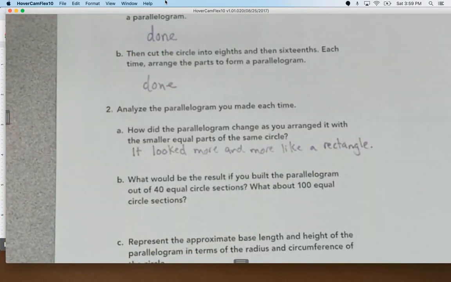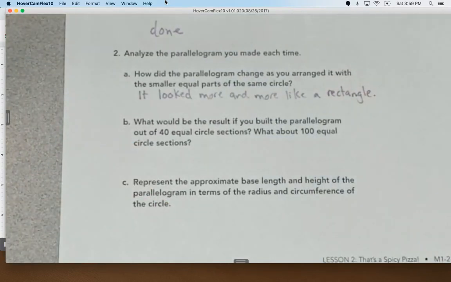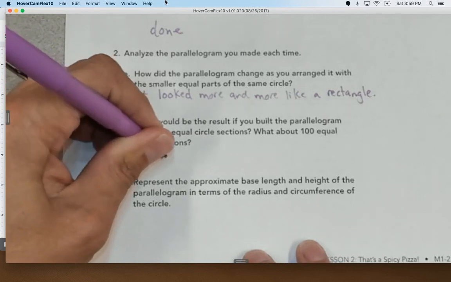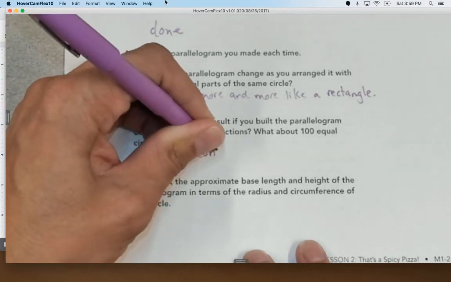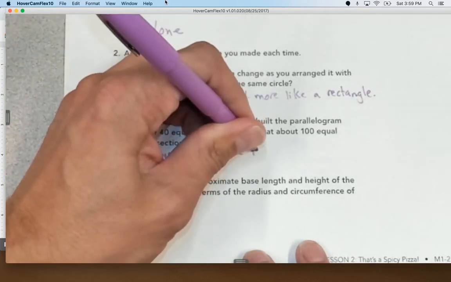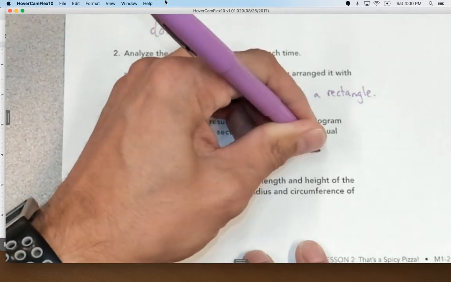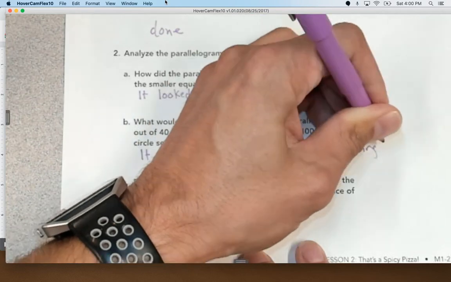What would be the result if you built the parallelogram out of 40 equal circle sections? What about 100 equal circle sections? It would continue to get closer to being a rectangle.